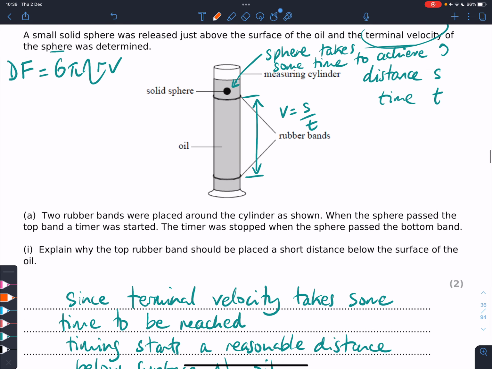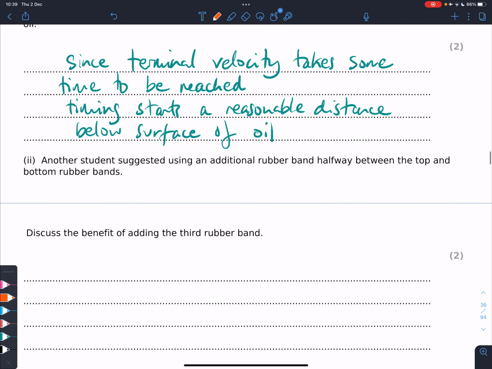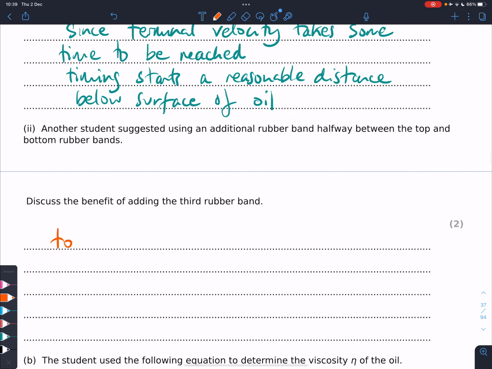Another student suggested using an additional rubber band halfway between the top and bottom rubber bands. This is a very good idea, because if you have another rubber band there, you can measure time 1 and time 2, or the whole time. What you can do is compare the velocity in this region and the velocity in this region. And if the velocities are different, then it was obviously not travelling at terminal velocity before. So the third rubber band is to ensure the velocity is constant, or to check, really. Check is a better word, because you can't really ensure that.